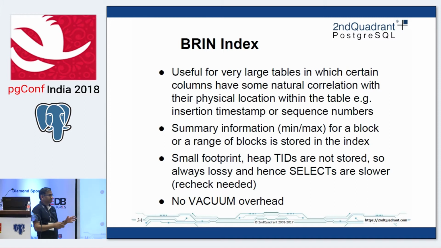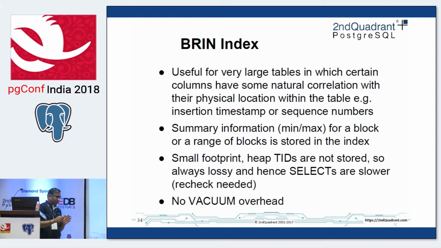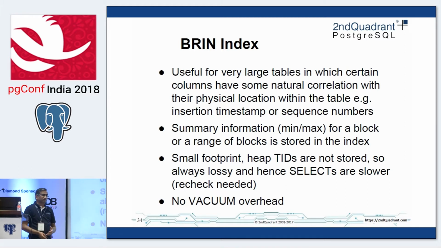It will store summary information, and by summary I mean it stores the min and max value in the given range of blocks. Since it doesn't index all heap tuples, the scans using BRIN indexes are always lossy scans. They'll always resort to bitmap scans. There is no vacuum overhead here because there are no direct pointers from the BRIN index to the heap; whenever you vacuum your underlying table, the index is not touched at all.